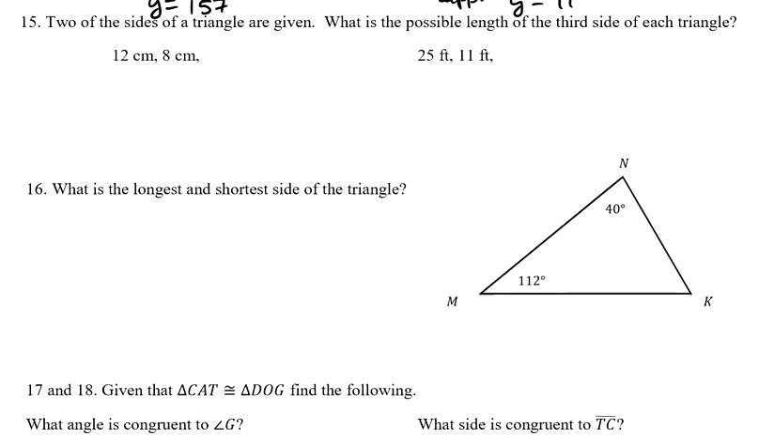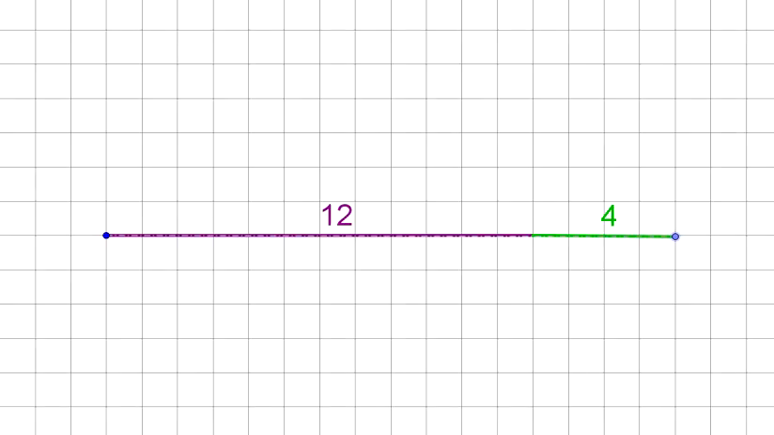So for question 15, we're given two sides of a triangle, and we're asked for the possible length of the third side of each of those triangles. So to demonstrate this, I put together a quick sketch in GeoGebra. Notice that we're starting here. We've got a 12 centimeter and an 8 centimeter side length. For my demonstration, I've done 12 and 4, so you can see how this is working.